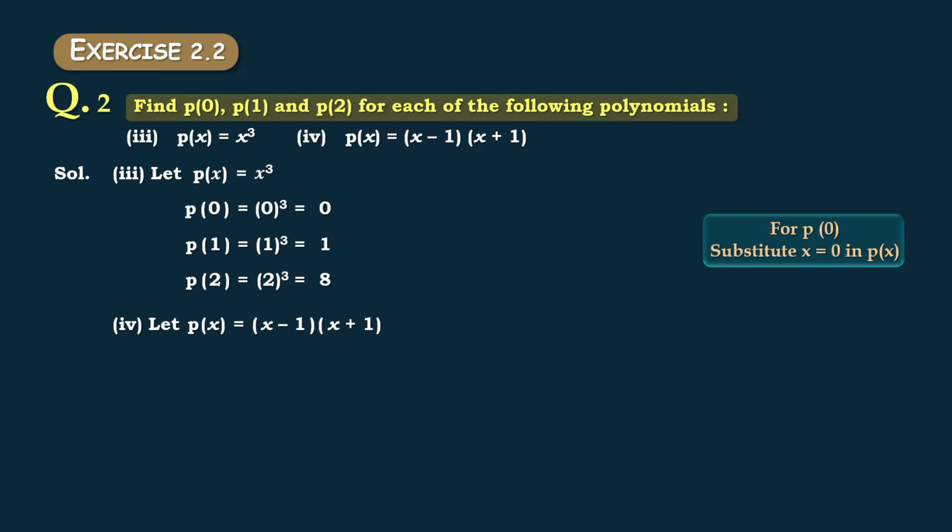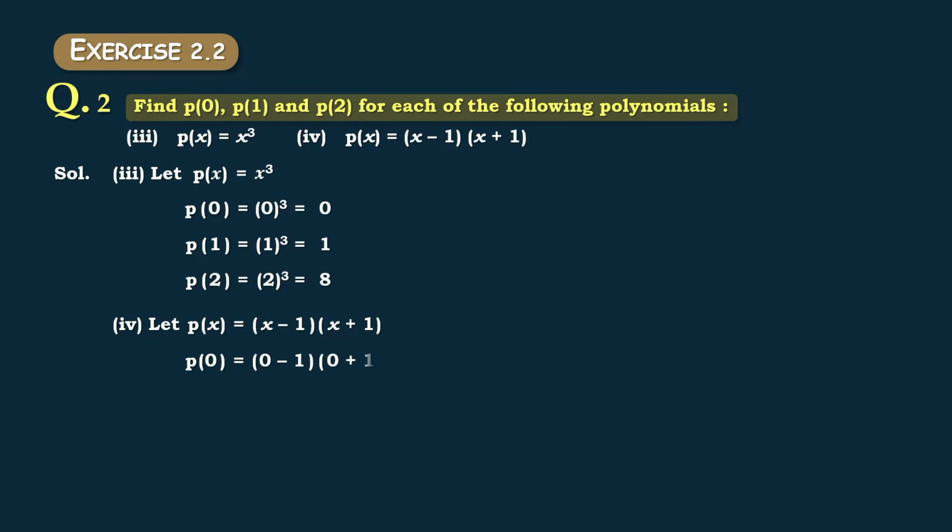Value at 0. Substitute 0 in place of x. 0 minus 1 gives minus 1. 0 plus 1 gives 1. Multiplying minus 1 and 1 gives minus 1. So, the value of the polynomial at 0 is minus 1.